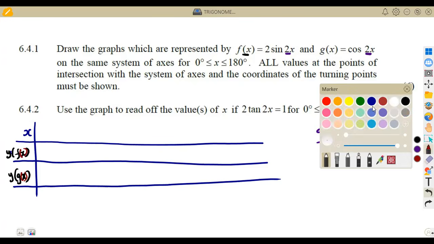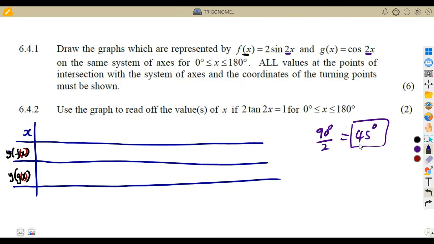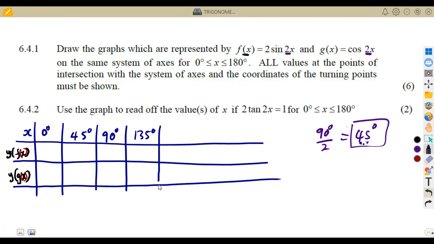So like I said, it's best for us to separate this graph by 45, 45, 45. So we are going to have 0, then separate by 45, we are going to have 45, 45 plus 45 is going to be 90, 90 plus 45 is 135, 135 plus 45 is 180. So we are going to end at 180, from 0 up to 180.